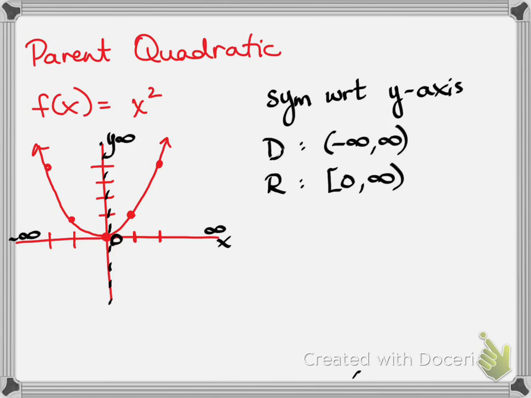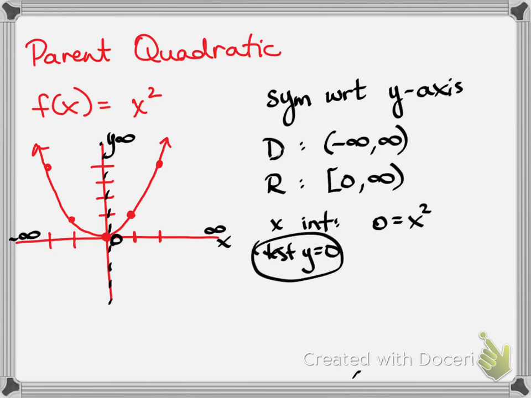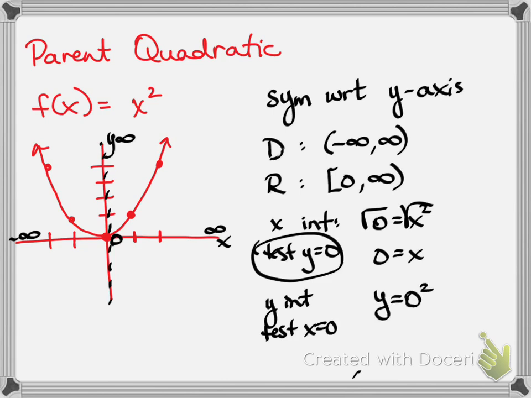Okay, it has an x-intercept. If you let y be 0 and solve for x, then you can take the square root of both sides and you get 0 because there's no plus or minus. The x-intercept is 0. It has a y-intercept. The test is let x equal to 0. So it has a y-intercept at 0.